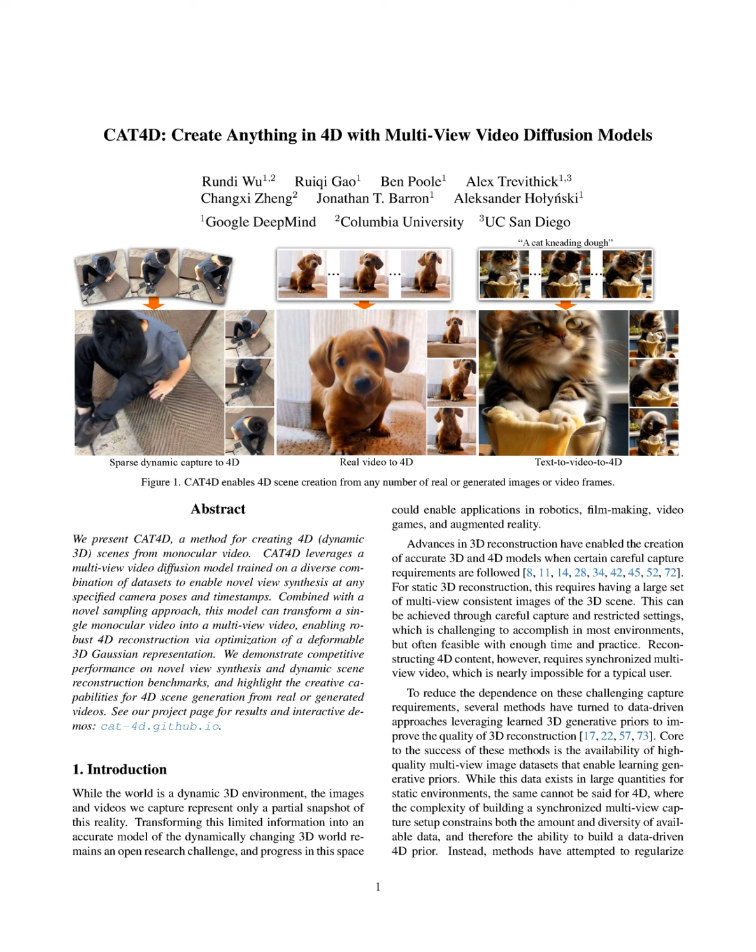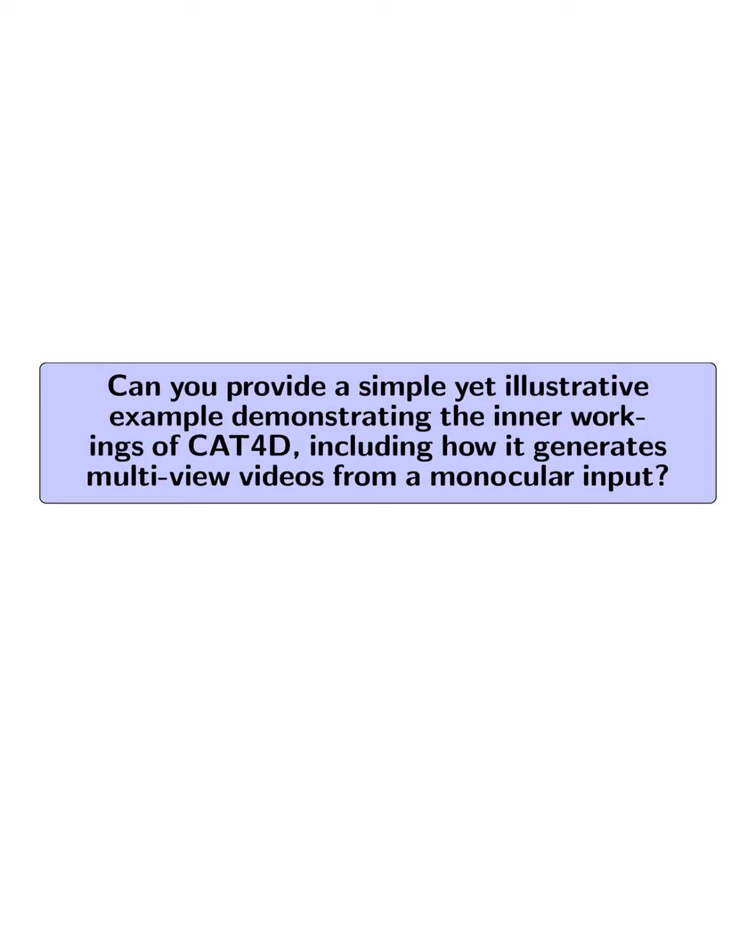Can you provide a simple yet illustrative example demonstrating the inner workings of CAT4D, including how it generates multi-view videos from a monocular input?